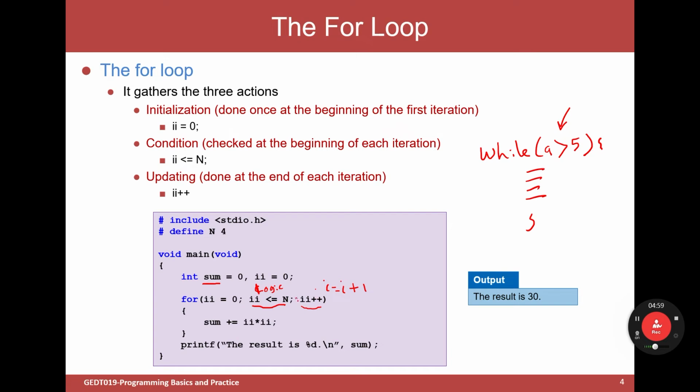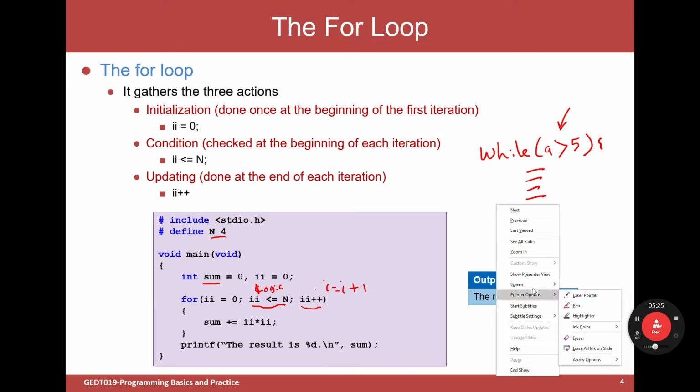So we will repeat this code, and every loop we will execute sum equals the old sum plus i times i. This will be the result here. Here n is a constant, n equals 4. This will be executed as follows. Let's erase everything here.